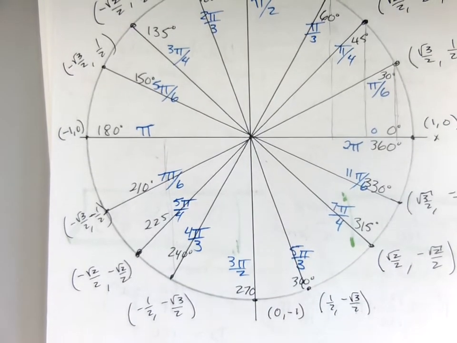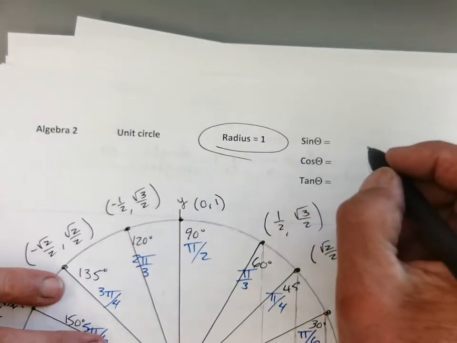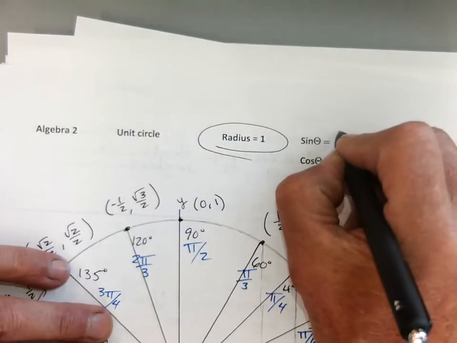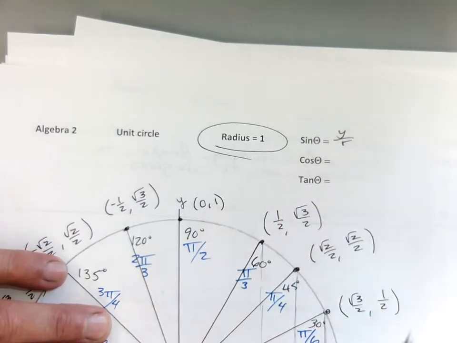So this is our circle. Now, we're going to use our unit circle to do trigonometry, because we know that the sine is the y over the r. We just learned that, right?